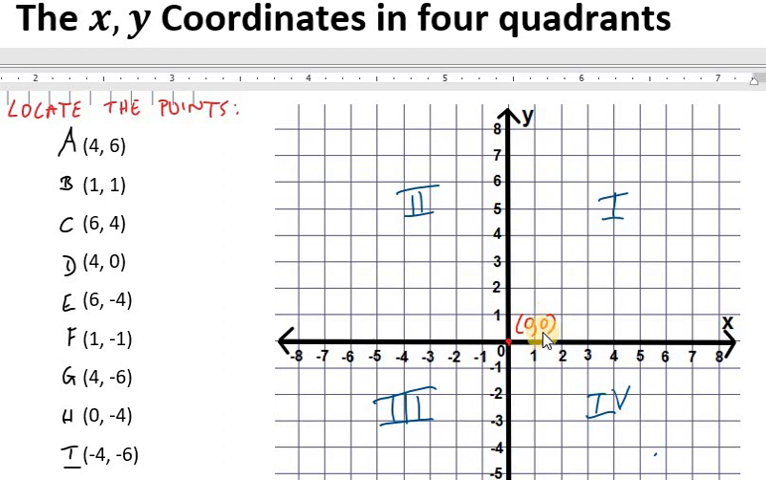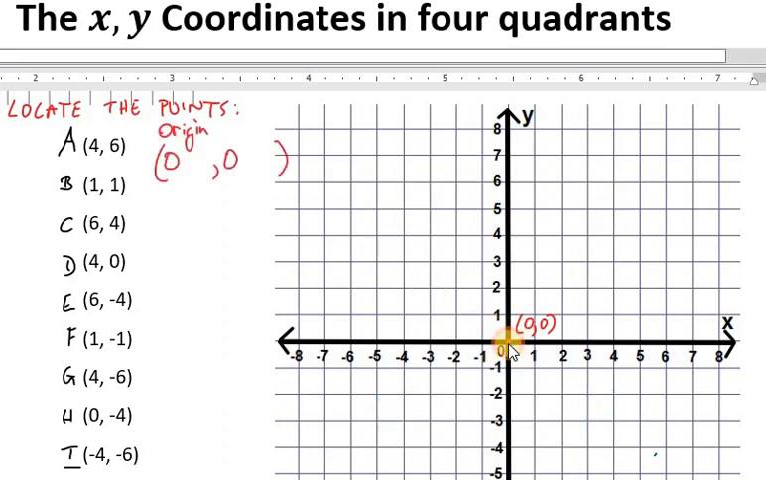When we have the coordinates in a pair of brackets like this, we refer to it as an ordered pair. Ordered meaning we want to have x first and then y. And these are the four quadrants that the x and y axis divide the coordinate plane into. Now we always start at the origin 0, 0.